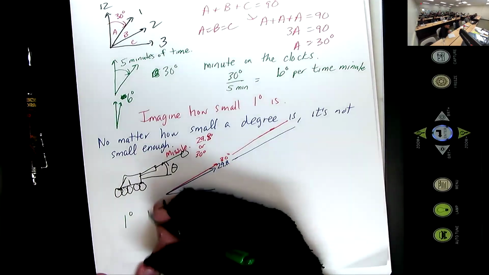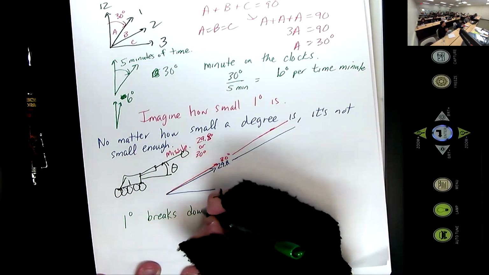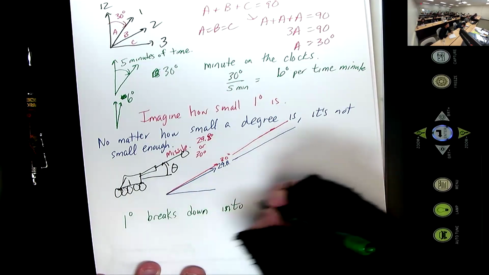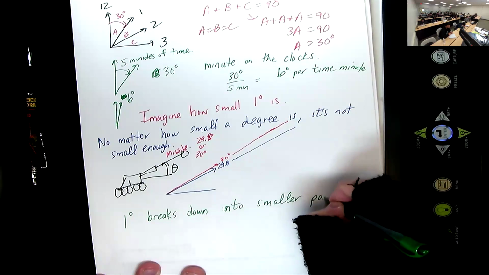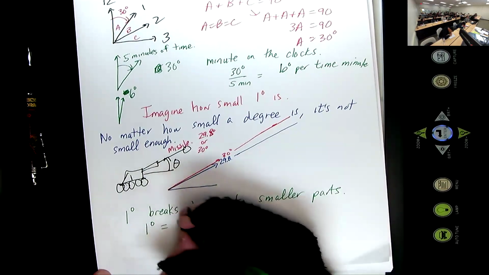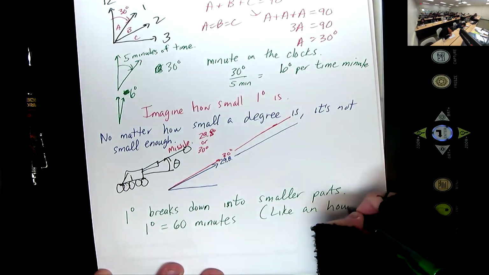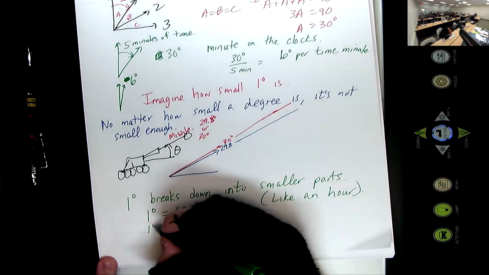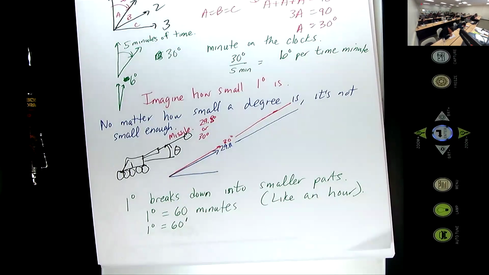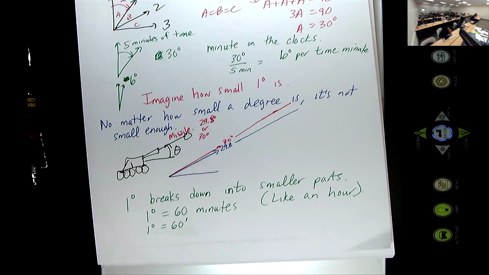So 1 degree breaks down into smaller parts called minutes. 1 degree equals 60 minutes, like an hour. The notation we use for minutes is a single apostrophe. And you're like, that's gotta be small enough, 1/60th of a degree, that's pretty small. A degree was already small, 1/60th of a degree has gotta be super small, one minute is super small.